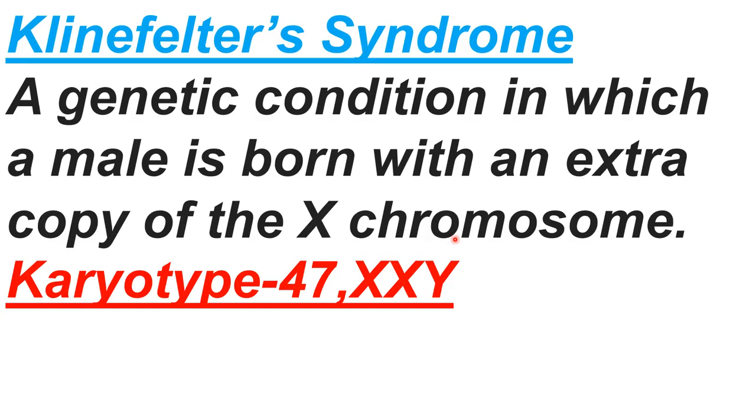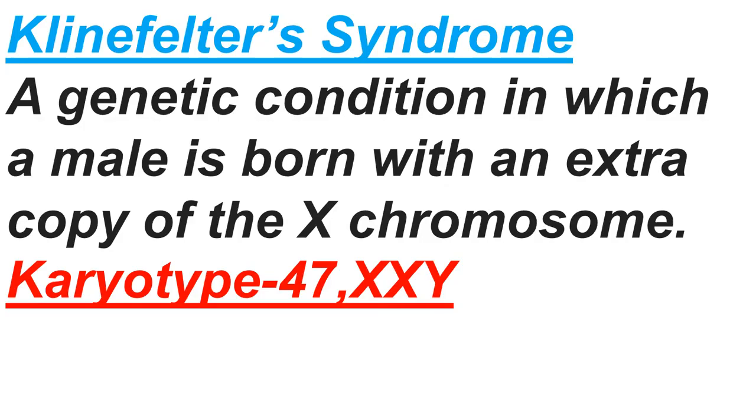And here, because there is one extra copy of X chromosome, we can write that the karyotype will be 47 XXY. Karyotype means study of number and structure of chromosomes. So here the number will be 47, because normally we have 46 chromosomes, okay, and here there is an extra copy of X chromosome, that's why the number will be 47, and this XXY is representing the sex chromosomes here.